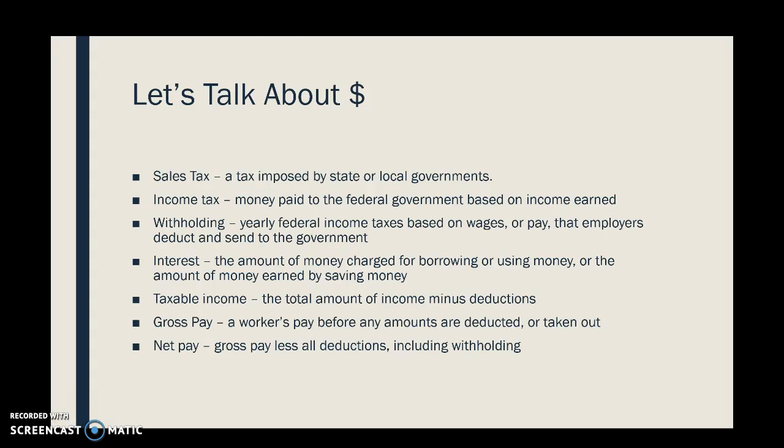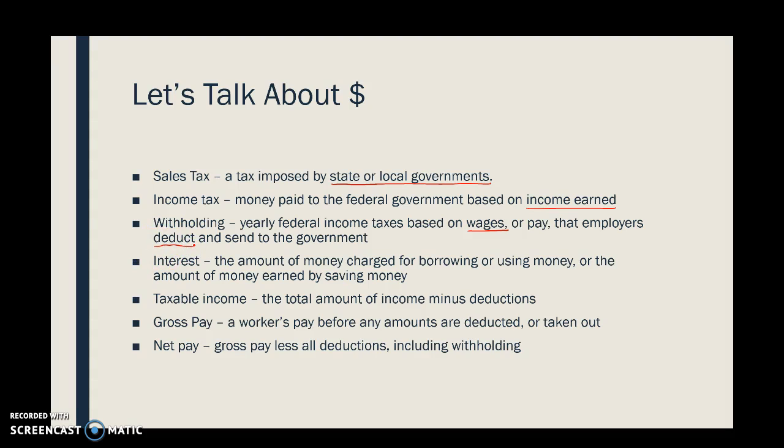Okay, so let's talk about money. There's a lot of new terms that we need to understand with what we learned today. So take the time to pause it and fill in your new terms. Sales tax is a tax imposed by state or local governments. Income tax is money paid to the federal government based on income earned. Withholding is yearly federal income taxes based on wages or pay that employers deduct and send to the government.